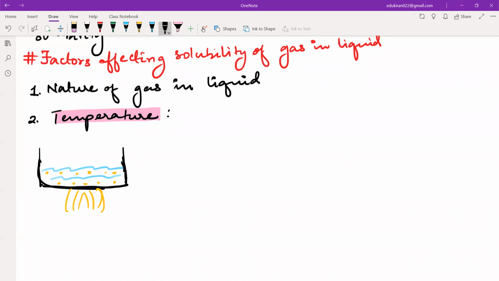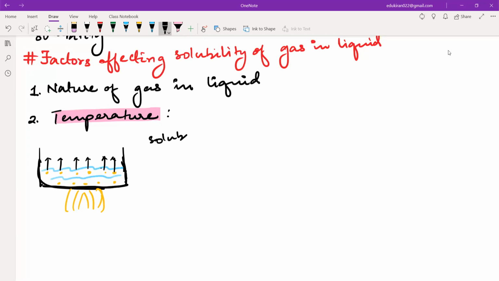Tell me, if I heat a solution that is containing gas particles, what is going to happen? The gas particles will escape. Yes or no? Yes, sir. Obviously I am not closing it. So it is open and all of these will be escaping out. Right? So tell me, is solubility increasing or decreasing?